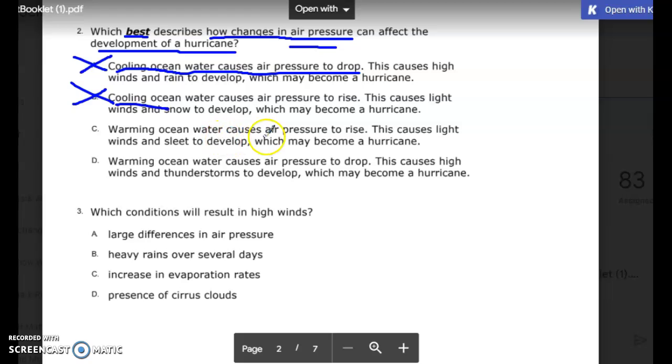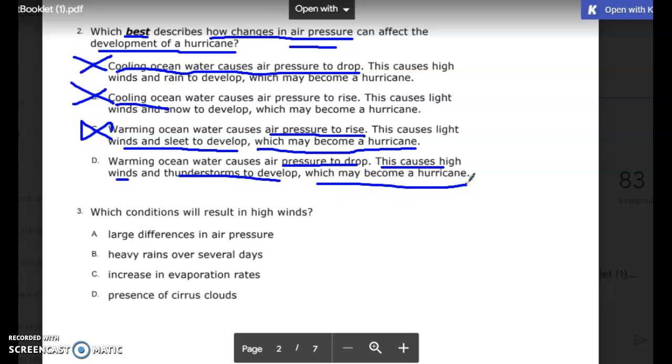Warming ocean water causes air pressure to rise. This causes light winds and sleet to develop, which may become a hurricane. If you read all of that and circled C, we have a problem. Warming ocean water causes air pressure to drop. This causes high winds and thunderstorms to develop, which may become a hurricane. And that is the exact process we described in class about how hurricanes form. Number 1, easy. Number 2, easy.